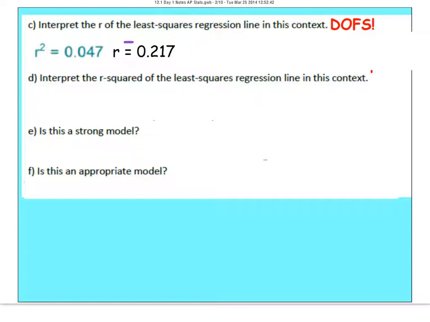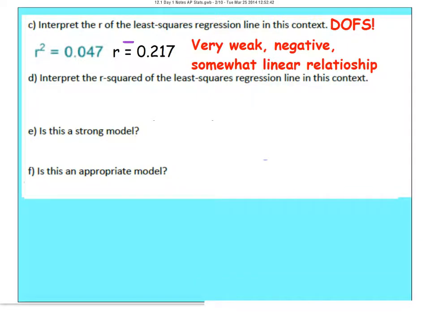Now we can definitely talk about the DOFs for that. The DOFs would be that the negative is going to cause it to have a negative relationship. It's not that strong because it's a little bit closer to 0, which means that there's no linear relationship. So it's really going to be somewhat of a weak linear relationship. So the best way to describe the DOFs is to say it's technically a very weak, negative, somewhat linear relationship.